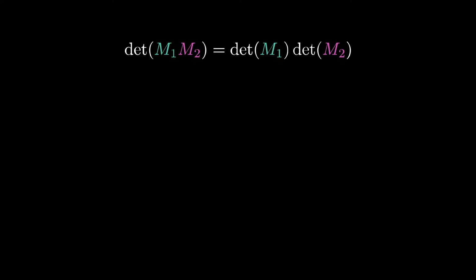All right, so at the end of the video on determinants, I left you with a little puzzle. Explain, in just one sentence, why the determinant of the product of two matrices is the product of their determinants.